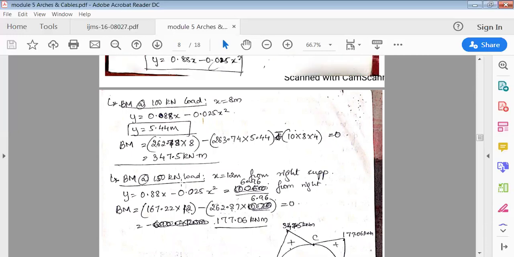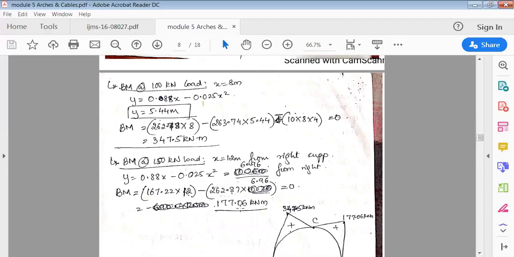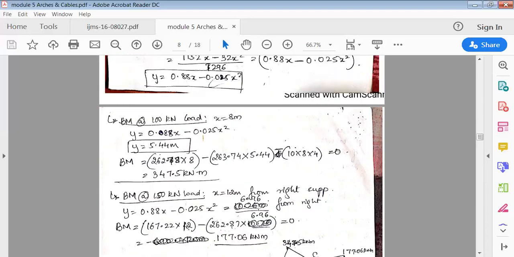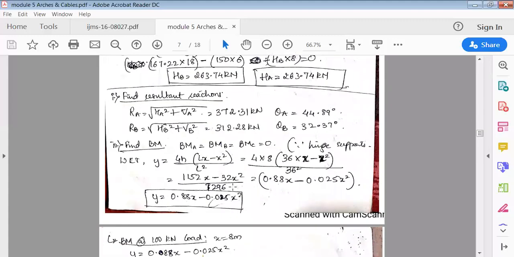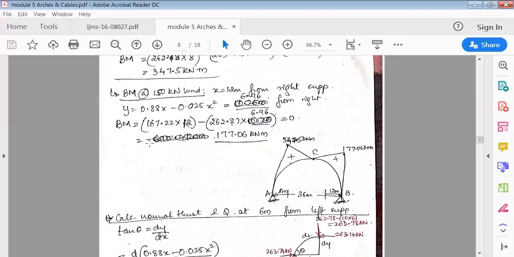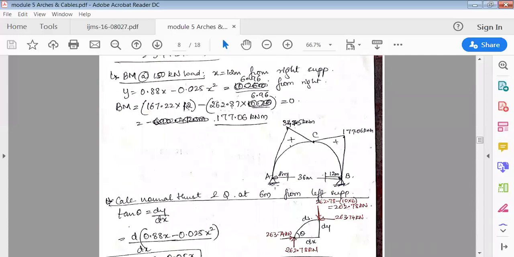Now we can check here: the bending moment at 100 kilonewton is more and the bending moment at 150 kilonewton is less. The reason is that at 100 kilonewton there is a UDL acting here. That's why the bending moment here is more compared to the right half span. The bending moment is maximum because there's a UDL acting compared to the right hand span. All right. Once you find these bending moments, the next thing is to draw the bending moment diagram.